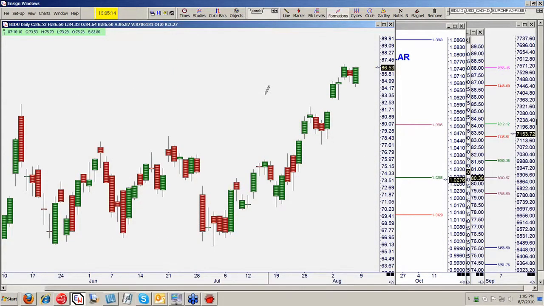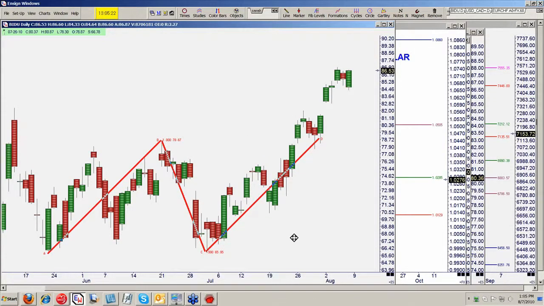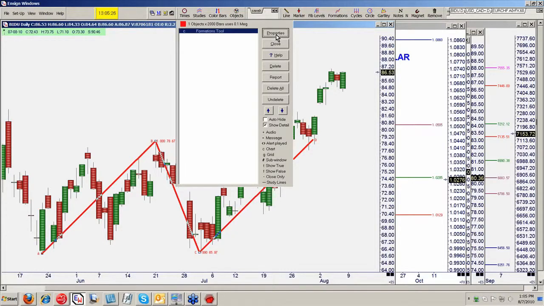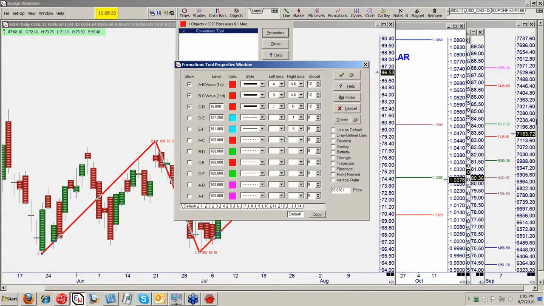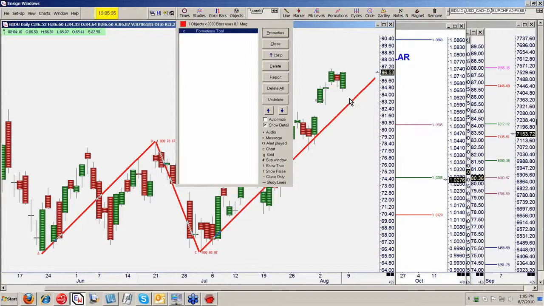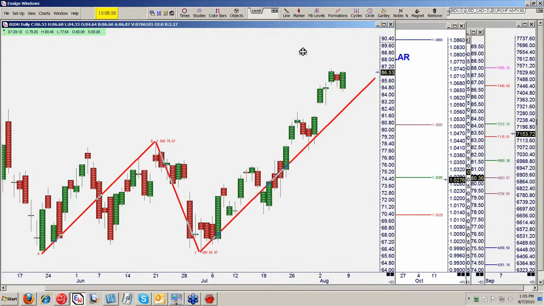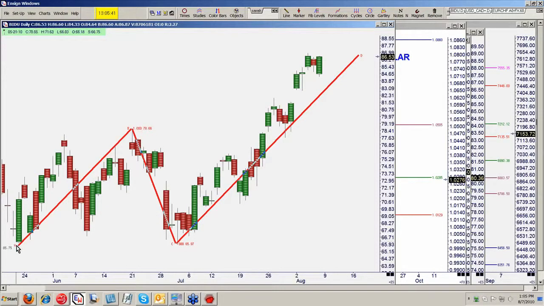If I wanted to look at a formation tool, move like here from there to there to there, and I see that it missed, all I have to do is go to my objects list, into my formation tools, to properties, and I can change this from even to 1.618, and it will draw it in perfectly for me. That's what it's saying: the AB leg is 1, but the BC leg is 1.618 of the AB leg. That's really what it's doing. And you can vary that; I usually do 1.27 or 1.618.